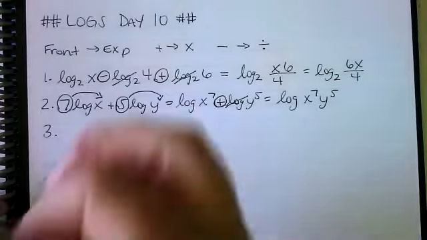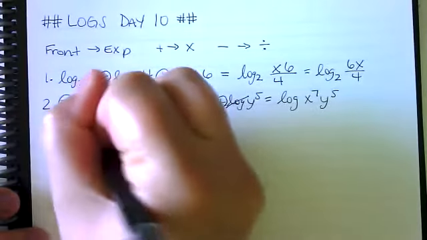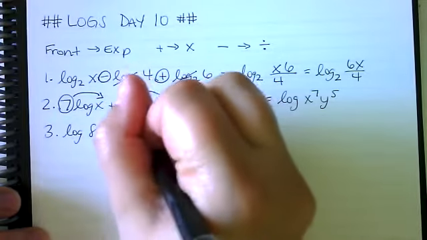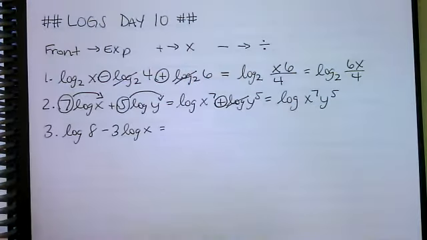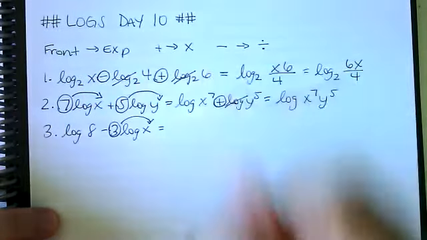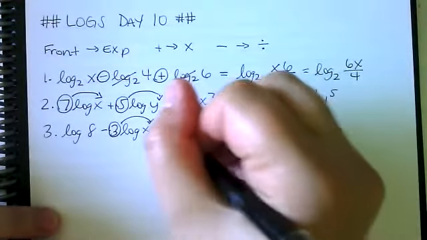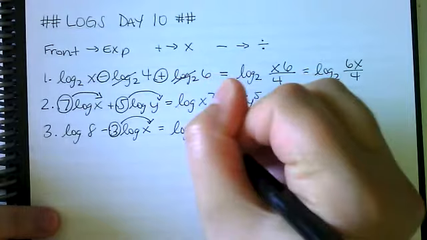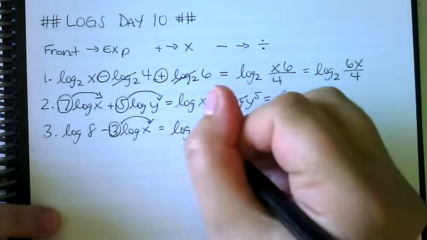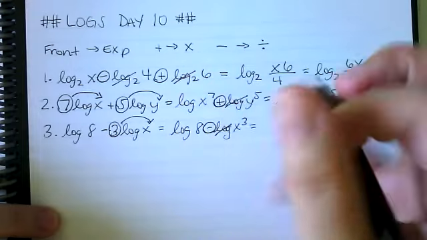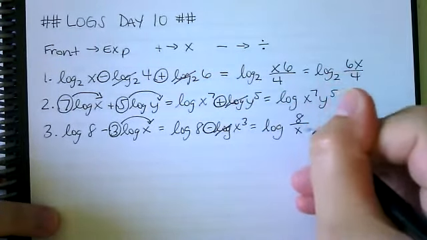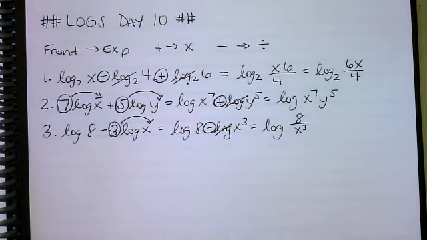Okay, question number 3. We have log of 8 minus 3 log of x. Okay, so again, do your exponents first. This 3 gets moved to be an exponent on the x. So I've got log 8 minus log x cubed. Then I can look at my operations. This is subtraction, so I'm going to change it to division. So it's going to be 8 divided by x cubed.